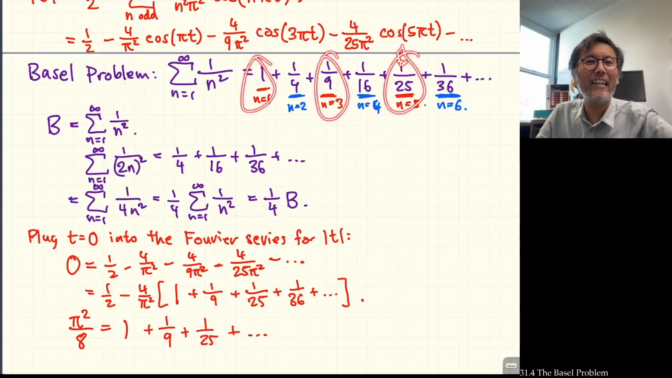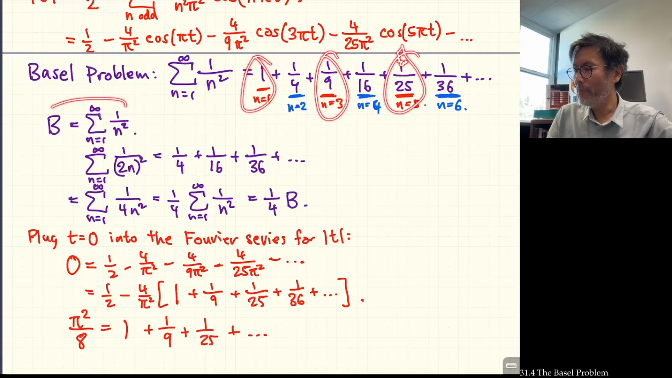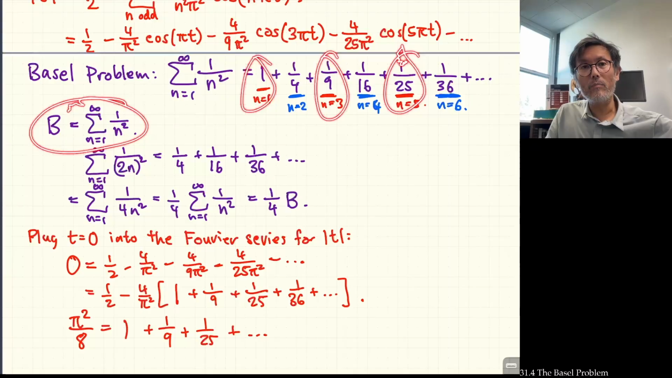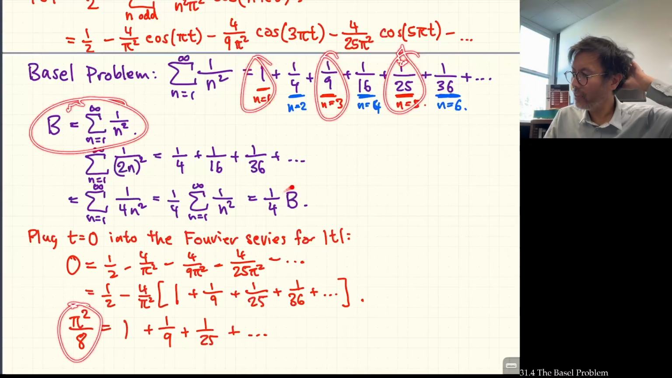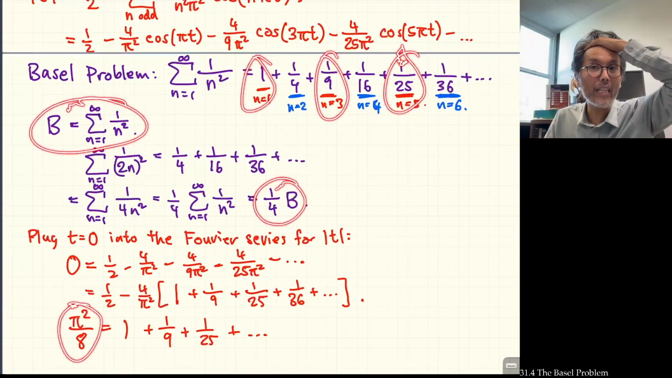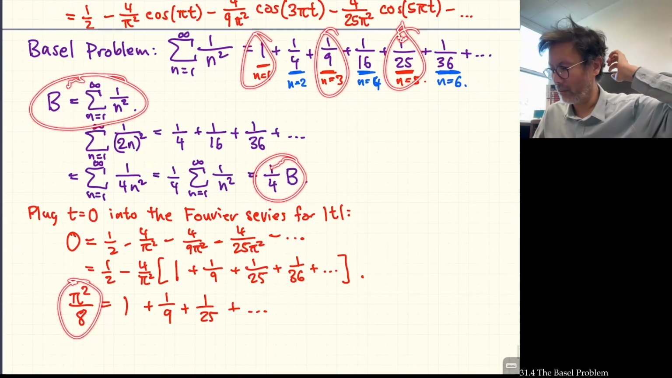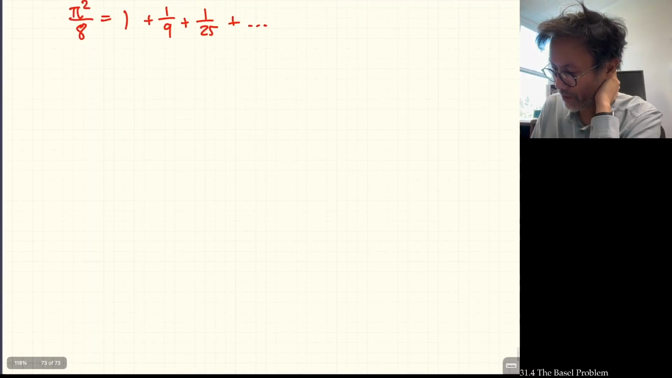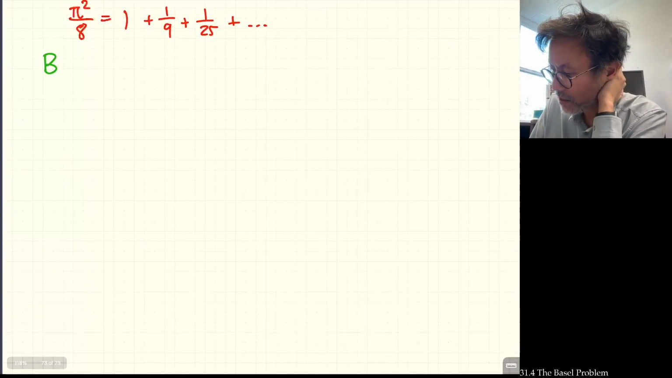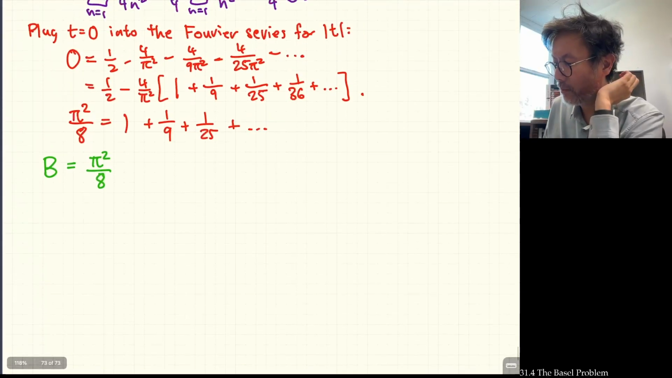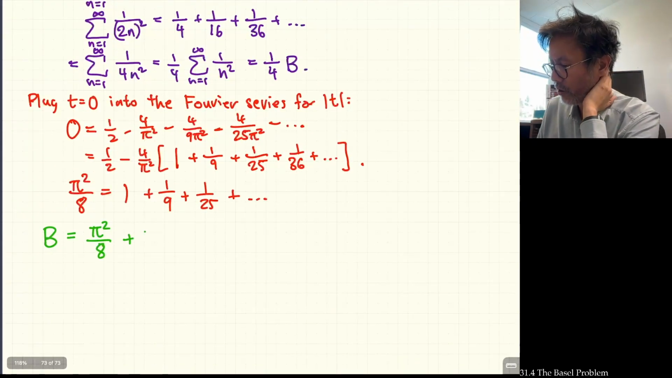I think this is it. Because b is the sum of all the odd terms with the sum of all the even terms. The sum of all the odd terms now we know is pi squared over 8. The sum of all the even terms is 1/4 b. So I'm pretty sure we win. In other words, what we now know is that b is equal to pi squared over 8, that's the sum of the odd terms, plus 1/4 b.